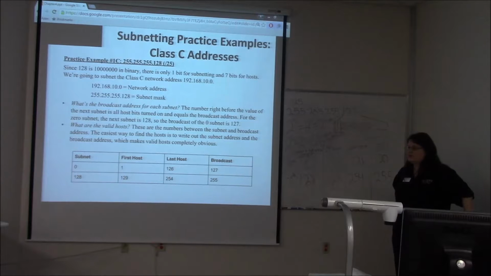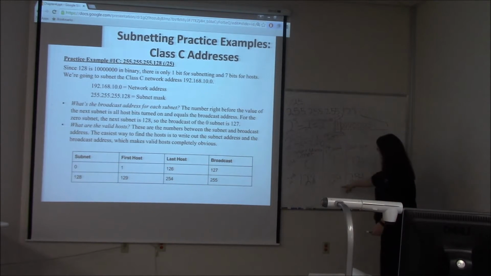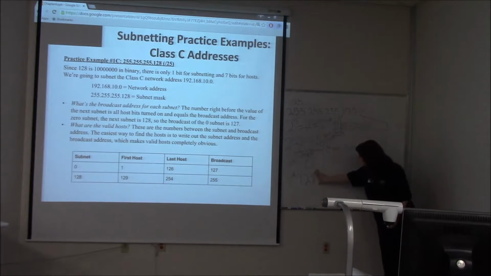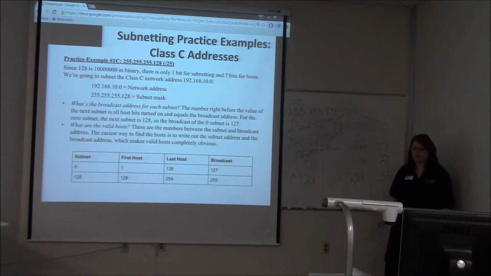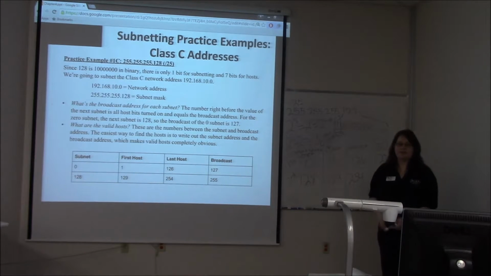So if I ask you what's the valid range of IP addresses in the second subnet, what would your answer be? 129 to 254. Those are the ones that are valid, usable addresses in the second subnet. And we'll do tons of problems like that. So that's the kind of stuff you can expect with subnetting.